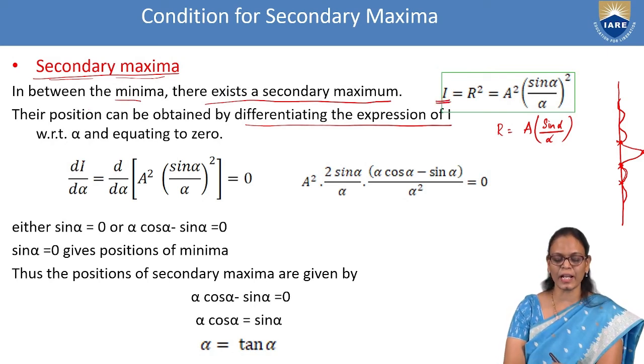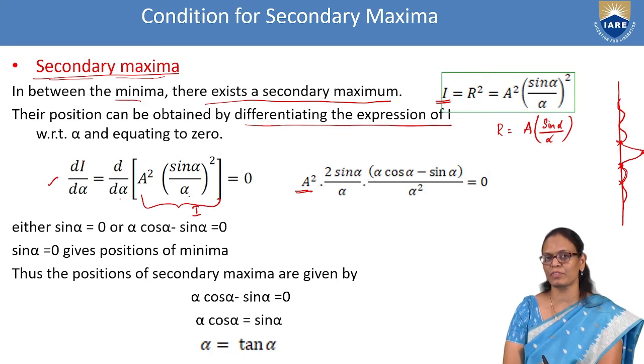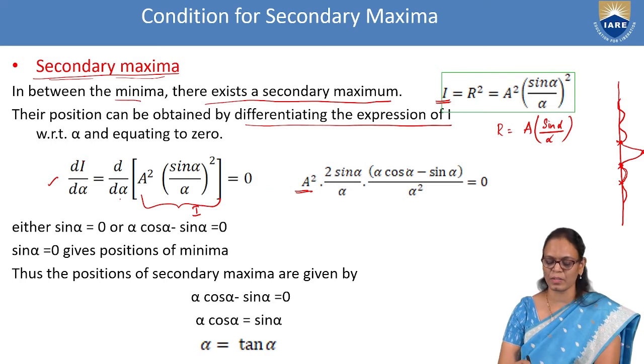So we take di upon d alpha or d by d alpha of A sin alpha by alpha whole square. This is the formula for I. So now we are going to differentiate. A square is a constant, so we will keep it outside and we'll use the formula d by d alpha of u by v. U by v method we use. So substituting what we get 2 sin alpha by alpha into alpha cos alpha minus sin alpha by alpha square is equal to 0 after differentiation.